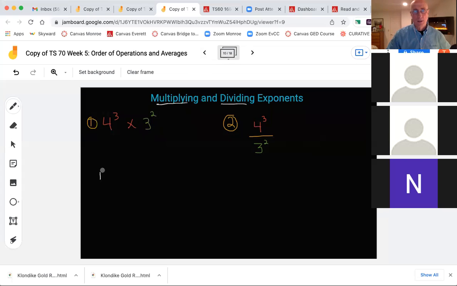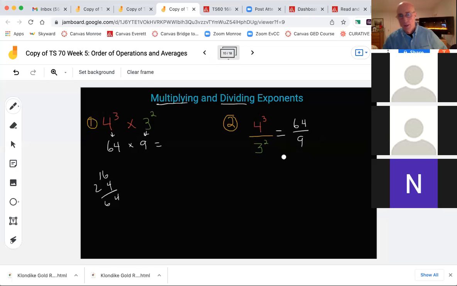I'm just going to do 16 times 4 again, real fast here. 4 and a 2 is 64. This becomes 64 times 9. You guys wrote that in your notes, so these equations here, and then I would get an answer from there. Likewise, this 4 to the 3rd would be 64 divided by 9.